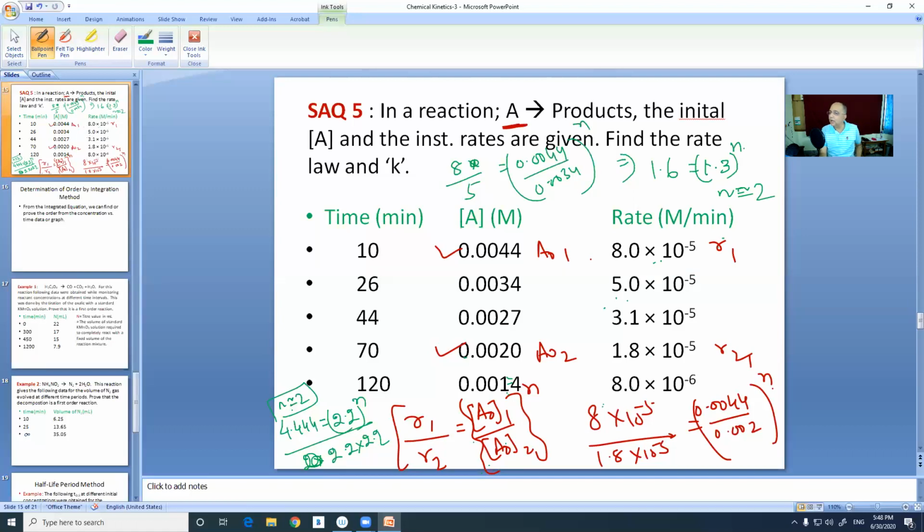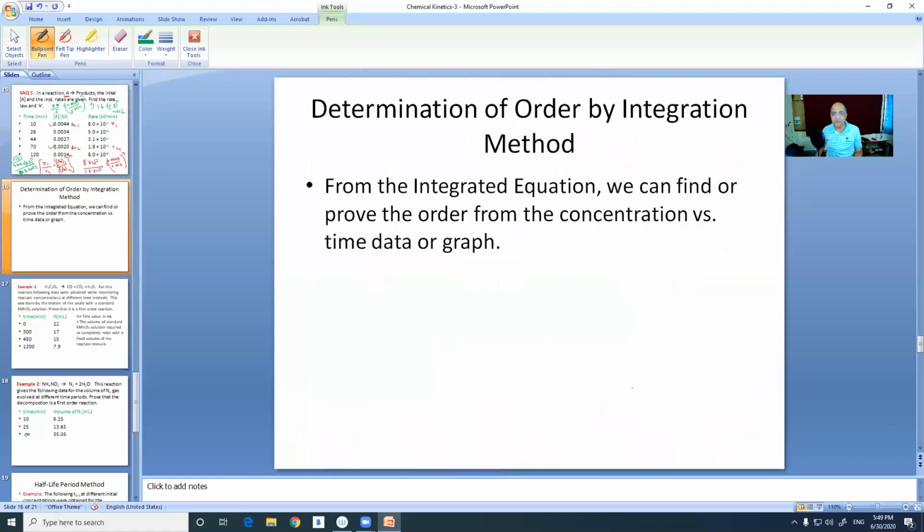Whenever the inspection method is creating problems, you can go for this. If there are more than one reactant, the two data where the concentration is fixed, you forget about. Take the one which is doubled or tripled, and take the corresponding rate by rate, concentration by concentration to the power n, and find n. Usually that n is found out by the inspection method.